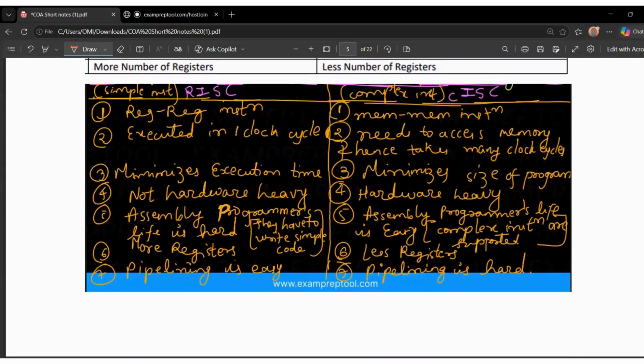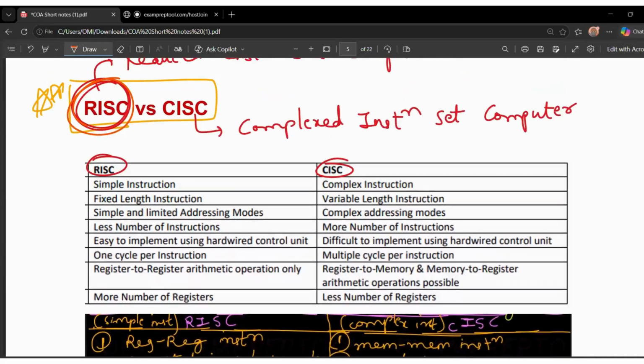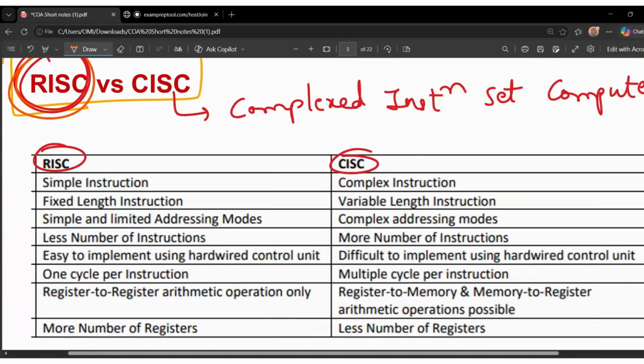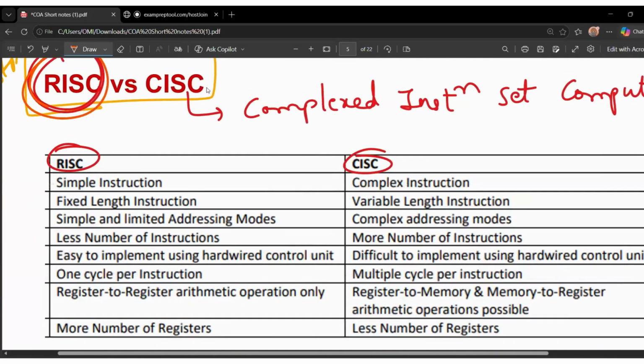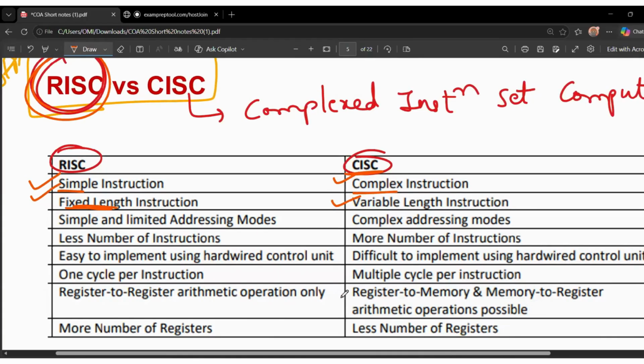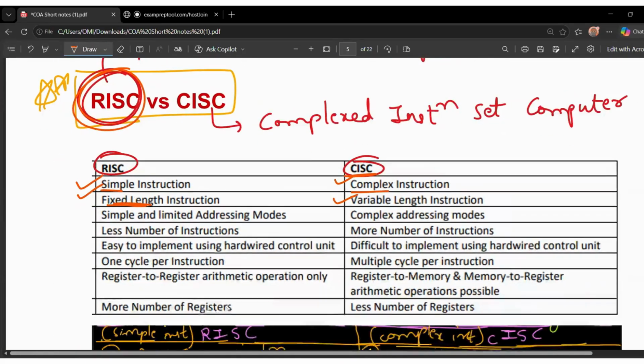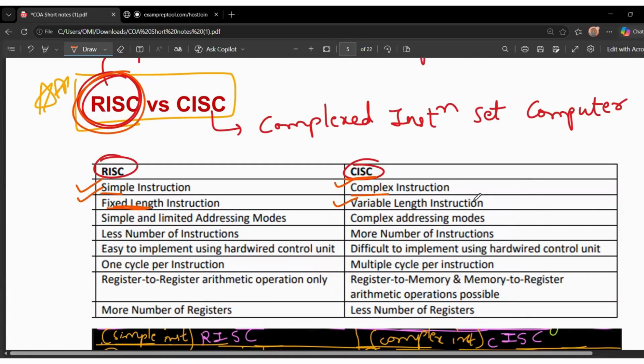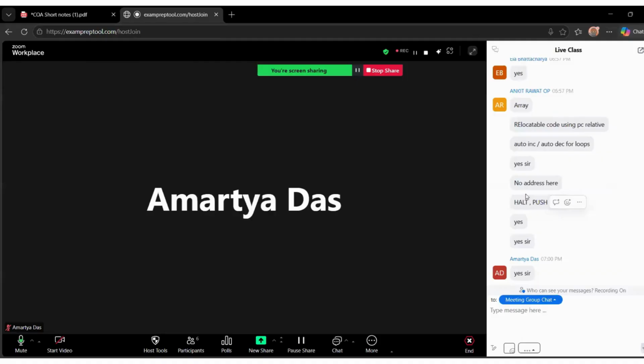Now see these two diagrams. Let's see this. In RISC, simple instructions are used. In CISC, complex instructions are used. In RISC, you have fixed length instructions. In CISC, you have variable length instructions. Can someone tell me what the job of RISC and CISC is? What is the main goal of RISC and CISC?